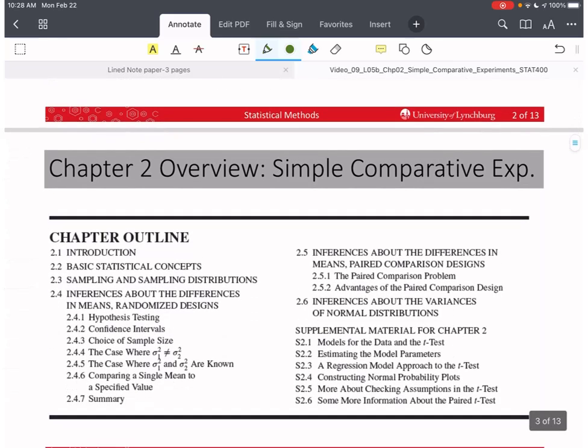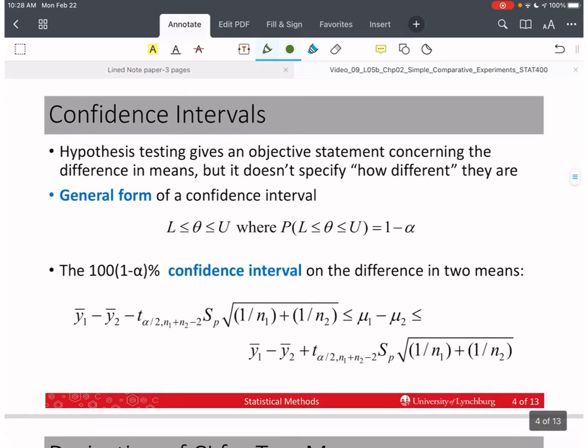All right. So now we're going to move to confidence intervals. I hope this is a topic that you already know, but in case it's not, we're going to do a quick review. Hypothesis testing gives an objective statement about the difference in means, whether they're different or not, but it doesn't tell us how different they are. So that's what we can tell using a confidence interval.